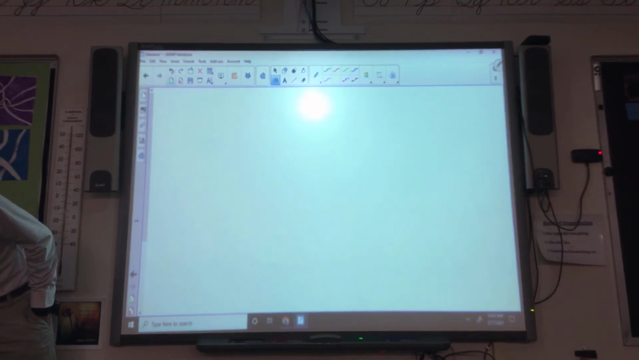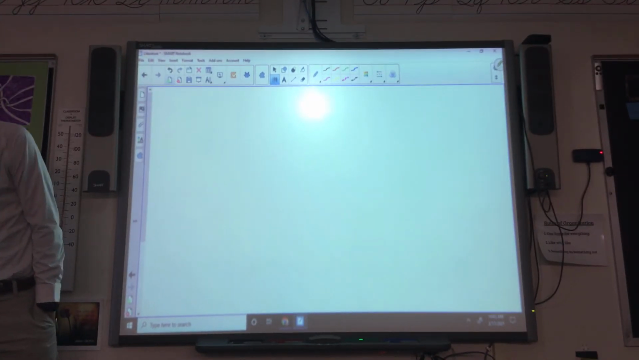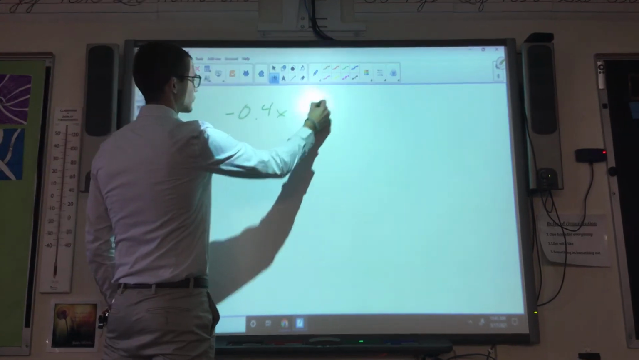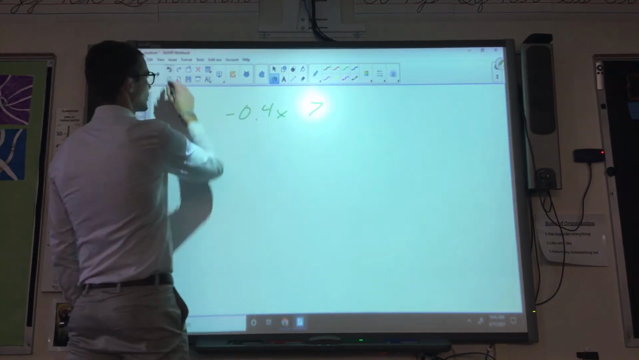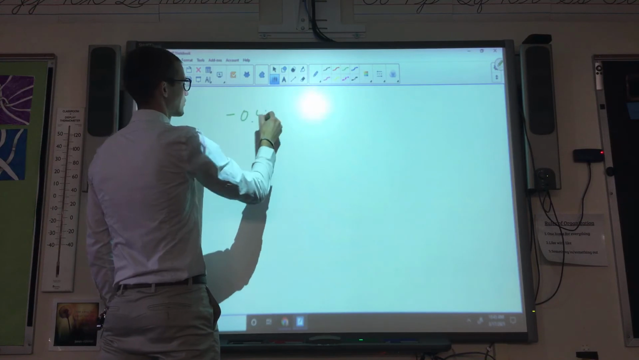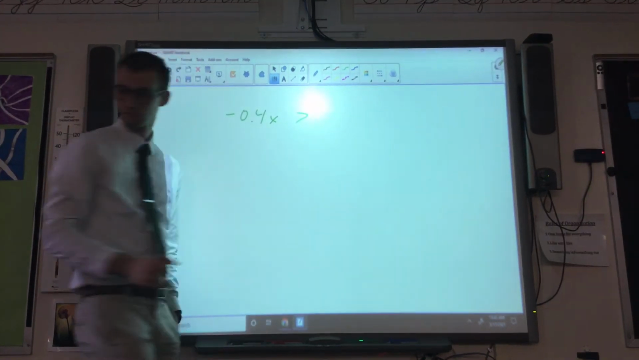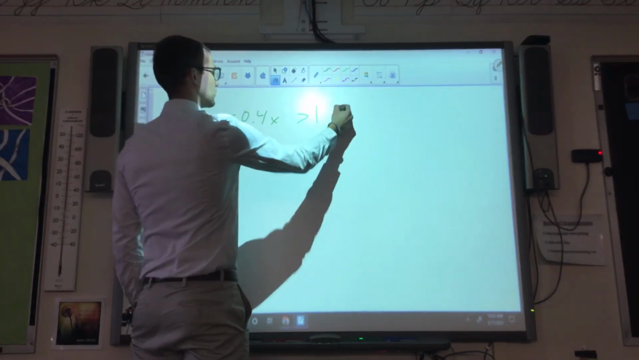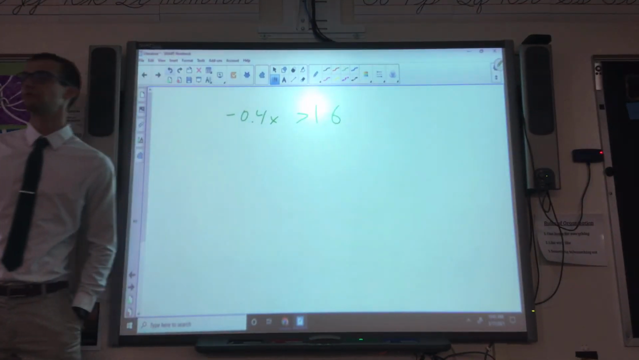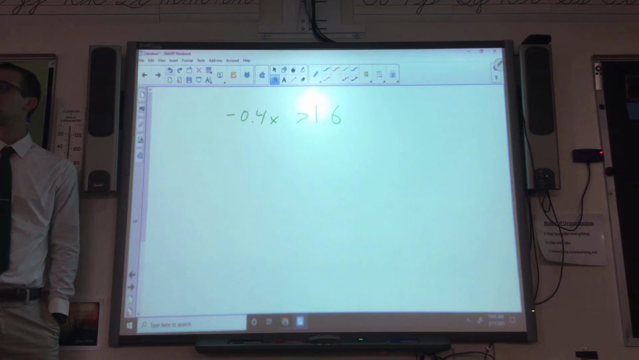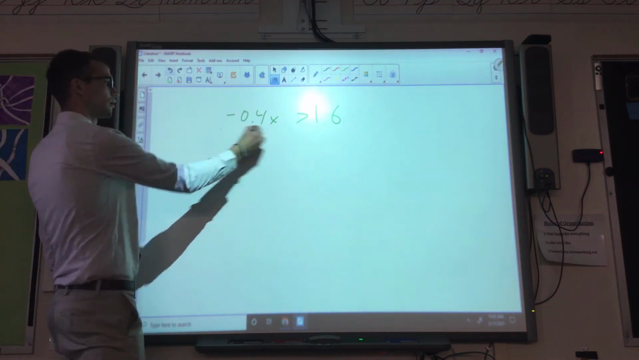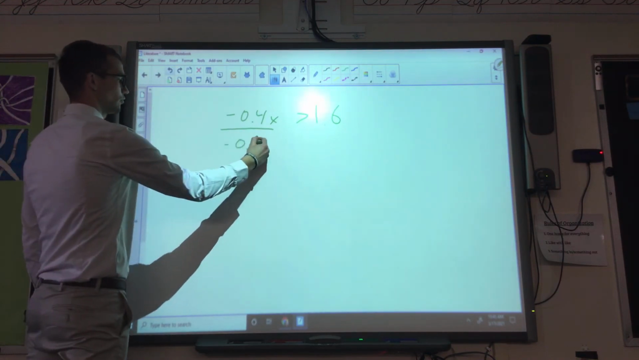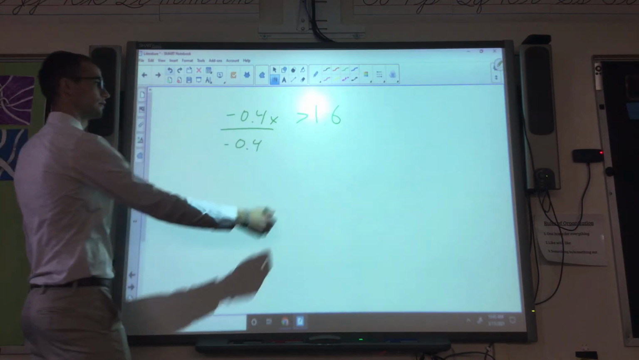Okay, last one before you guys get to practice. Negative 0.4x is greater than, what does it say? Top of page 229, greater than 1.6. What do I have to do to get x by itself? You're gonna divide by negative 0.4, whatever I do to one side, I do to the other.